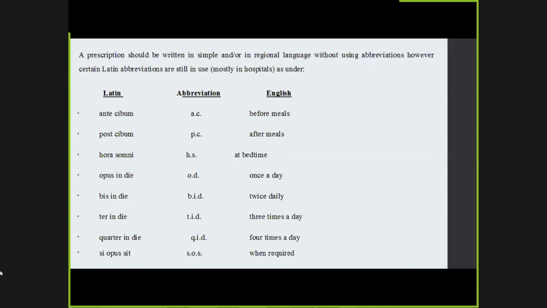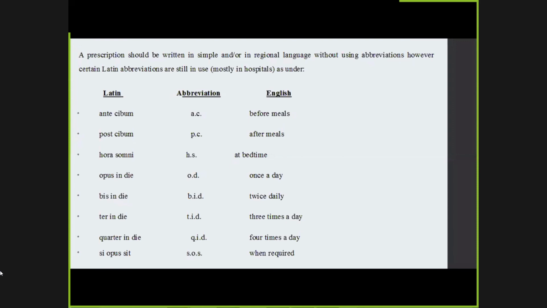It means after meals. Take the medicine before meals, take the medicine after meals, at bedtime, on an empty stomach. All these instructions, all these dosing frequencies have various abbreviations. So that is something which you should know.